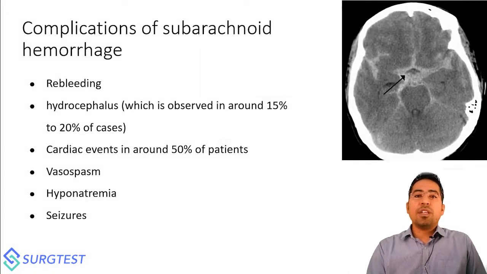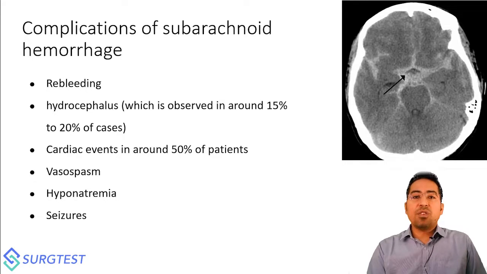So what are the complications of subarachnoid hemorrhage? Rebleeding can happen, where the aneurysm can rupture again. Then the patient can have hydrocephalus because the blood in the cisterns will obstruct the CSF absorption, and that will lead to hydrocephalus, which is seen in 15 to 20% of these cases.